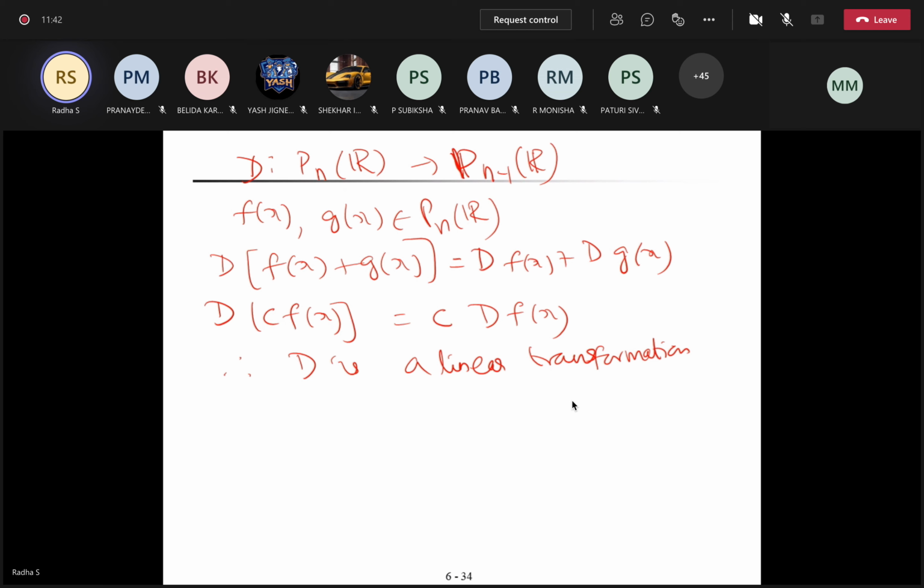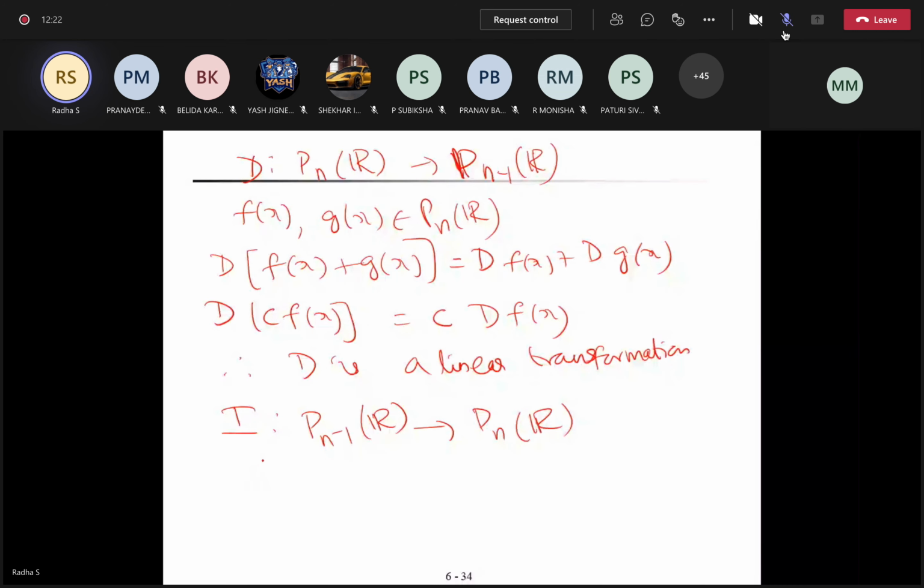So similarly, I, you can take. It's an integration from Pn minus 1 of R to Pn of R. So what is Pn minus 1 of R? Set of all polynomials of degree less than or equal to n minus 1. Right? So what does I do? It integrates the function. So whenever you integrate a function with respect to x, actually what happens to the degree of the function? Degree will increase.